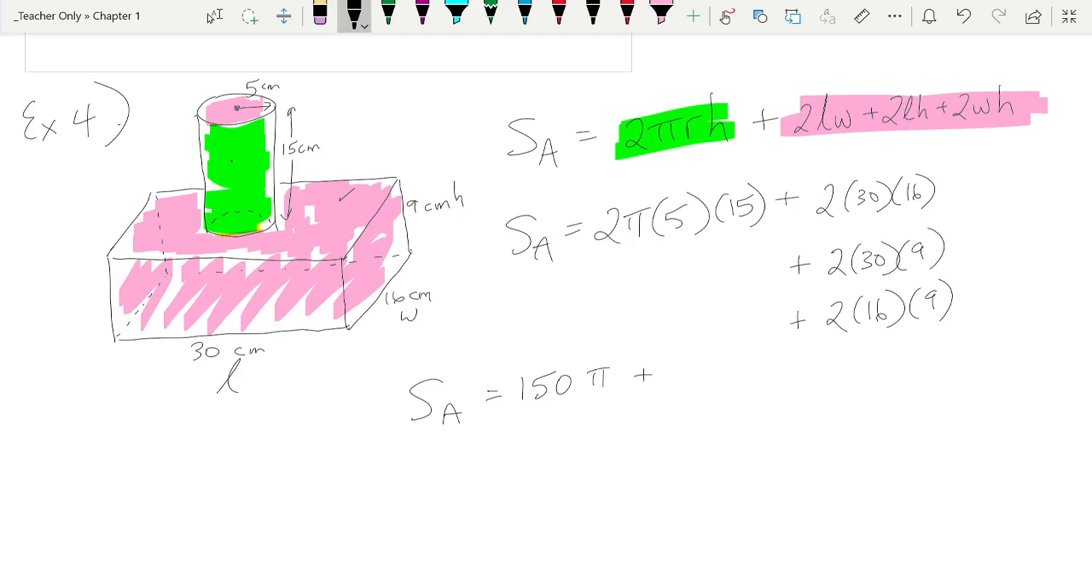plus 3 16s is 48 with a 0. 480 doubled, 960. Somebody could double check my mental math. 30 times 9 is 270, doubled is 540. Plus, what's 16 by 9? Is that 144? That's 144 doubled is 288.